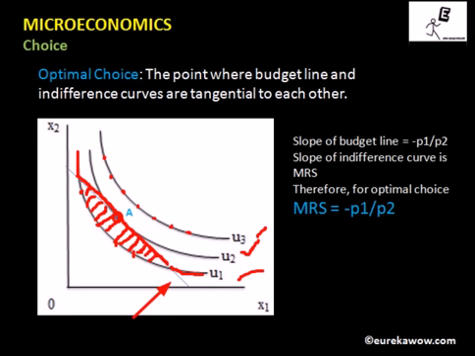Basically, what we mean is that the budget line and the indifference curves are going to be tangential to each other. While we are giving it a mathematical format, we say that the slope of the budget line, which is minus P1 by P2, will be equal to the slope of the indifference curve, which is MRS. And hence, we say that for optimality, MRS should be equal to minus P1 by P2.